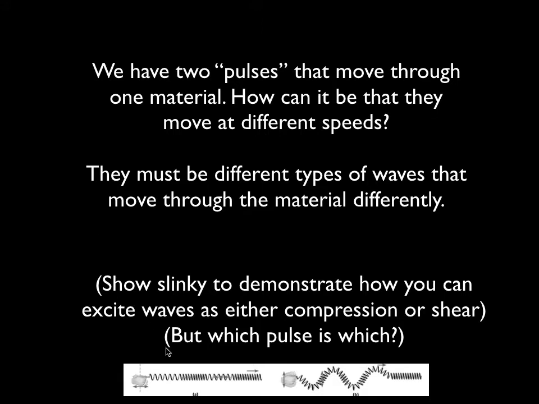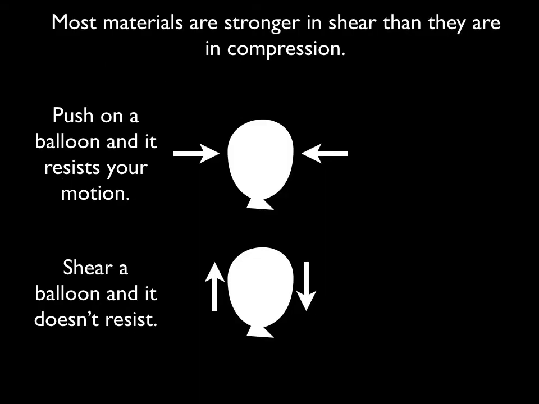At this point, I'd like to show a slinky, where you can use that to demonstrate different ways that you can excite the slinky, with either compressional waves, where you push and pull, or shear waves, where you're shaking the slinky from side to side. But which pulse is which? How do we label our two pulses between these compressional and shear waves? To answer that question, we need to understand a little bit more about materials.